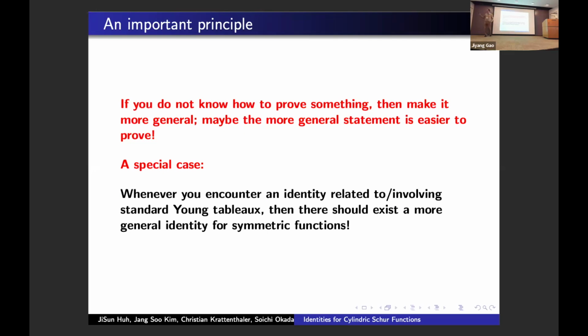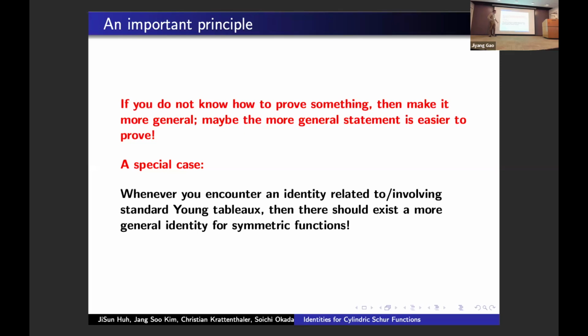The question? Whenever you encounter an identity, yeah, there's a question, please. No, I was just amused that you started by saying generalized things and then make a special case. Good point.